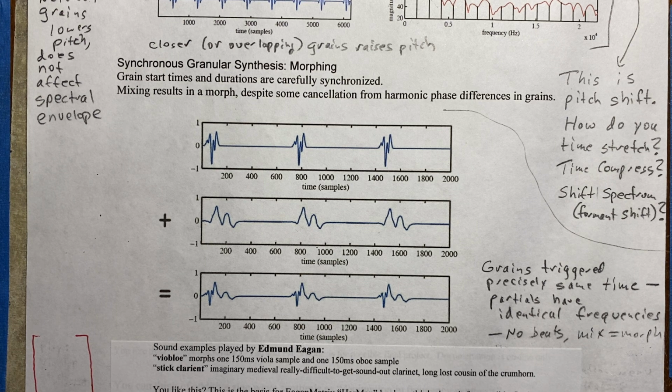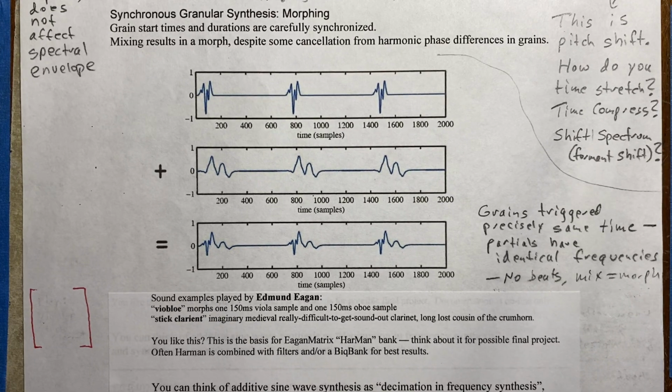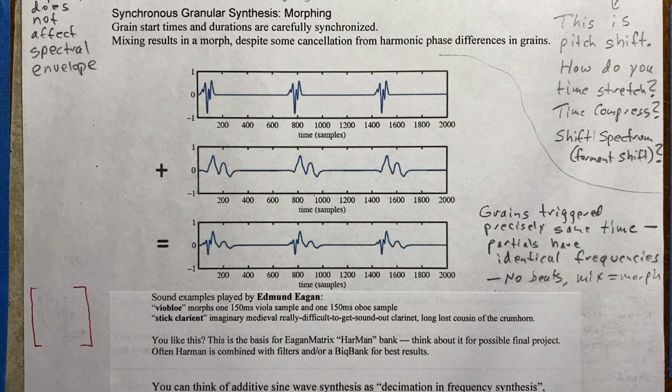So this is very much like the spectral matching synthesis we did with fixed wavetables. If you exactly time each period the same, then a mix is the same as a morph. I want to show you some more sound examples of morphing. All this really is, is synchronously playing grains from two different sounds at exactly the same time. You can find these sounds in the library and study them if you like.